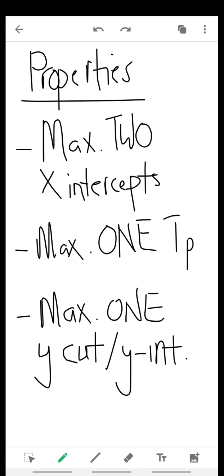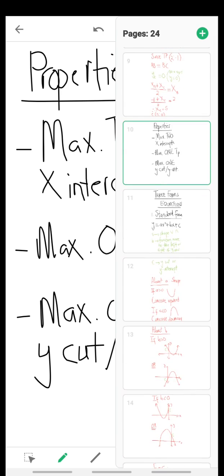2 x-intercepts. And then the last one is every parabola will have 1 y-cut or y-intercept. Okay, that's it. If it doesn't have the y-cut or the y-intercept, maybe the case would, I don't know, but we've never come across such a case. But all parabolas will have at least one y-cut or y-intercept. So those are the properties of a parabola.